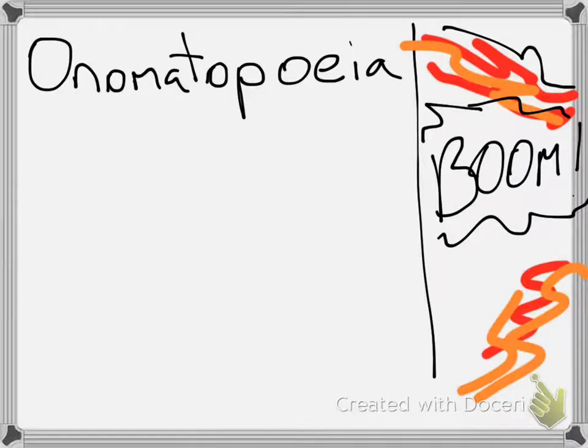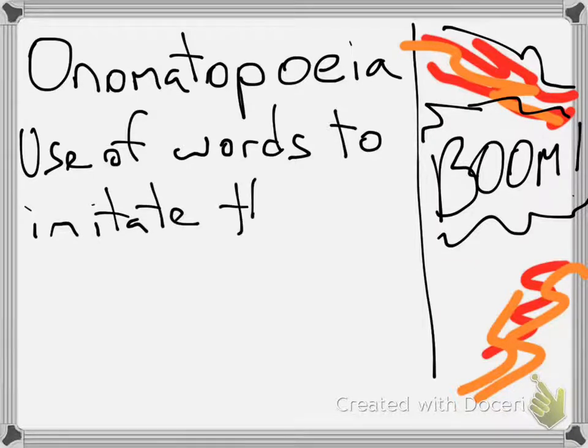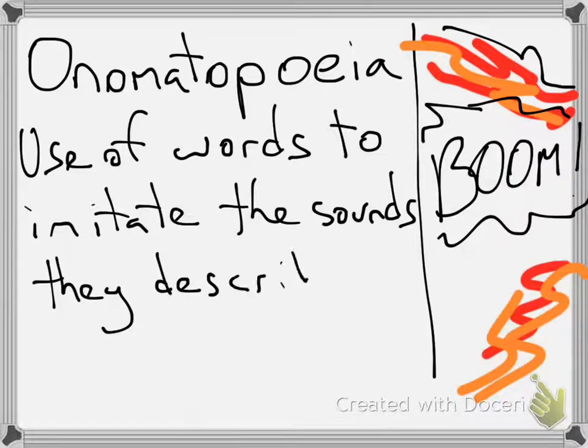Alright, moving on, we have onomatopoeia. The use of words to imitate the sounds they describe. So my nice example over here on the side is, you see boom. Well, just by looking at that word boom, you know exactly what it is, and you can create the sound boom, and that helps describe what the word means. Well, what is a boom? It's like an explosion, I guess.